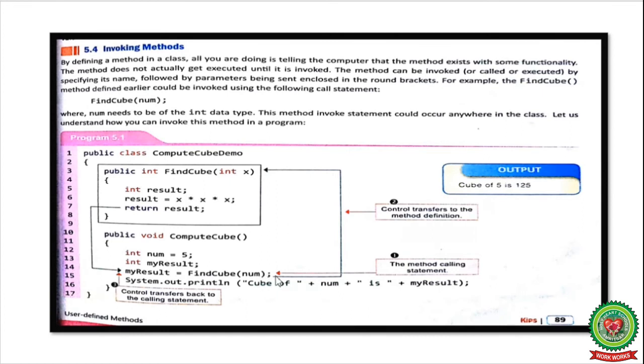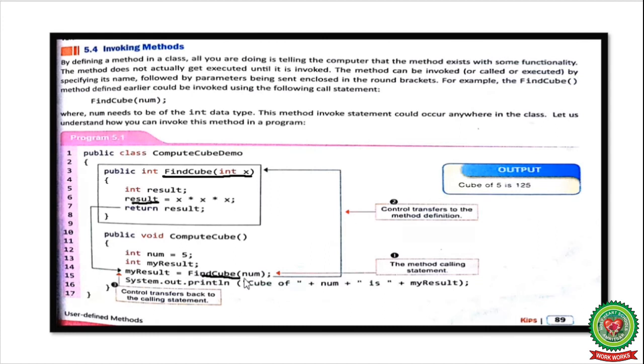The find cube num is a method, and this is the method. So it will go back to this method, int find cube. The compiler will come here. Now here it will enter into this code and calculate the result. Result is x into x into x.